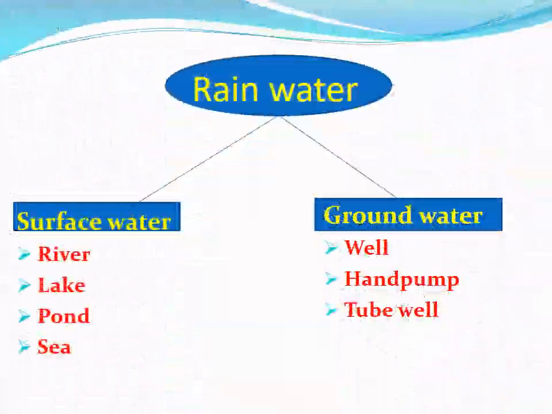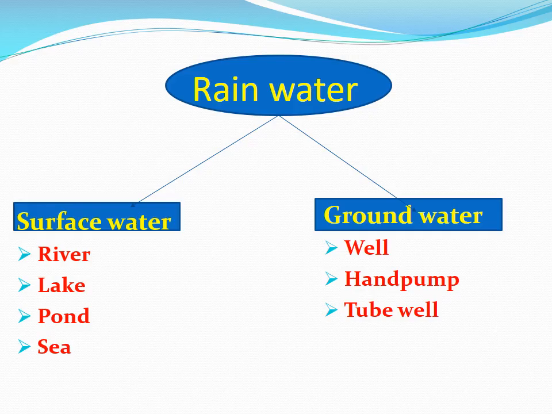So, as we studied, rain is the main source of water, and some water of rain that is collected on the surface of earth is called surface water. Some rainwater seeps into the ground, and that is called groundwater.